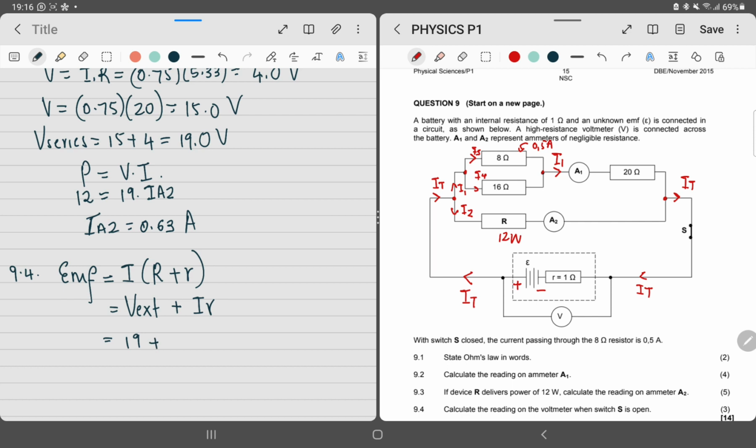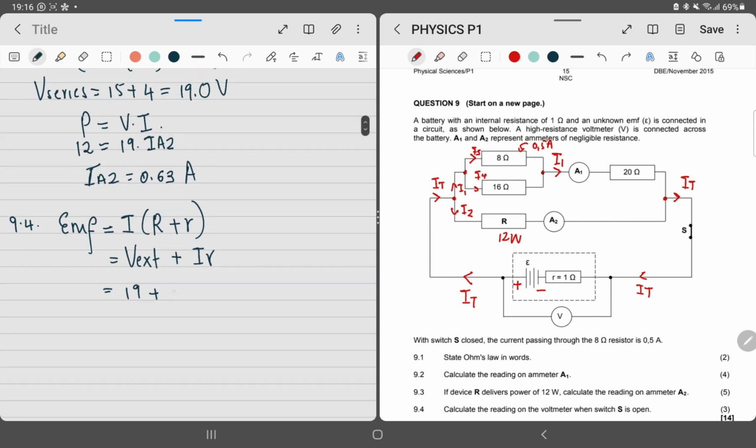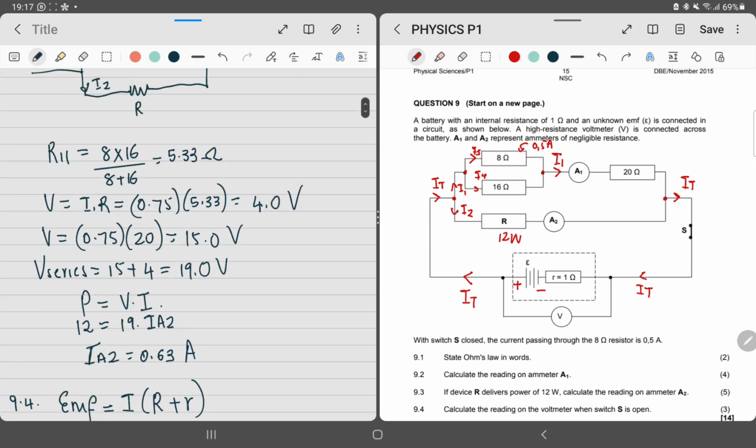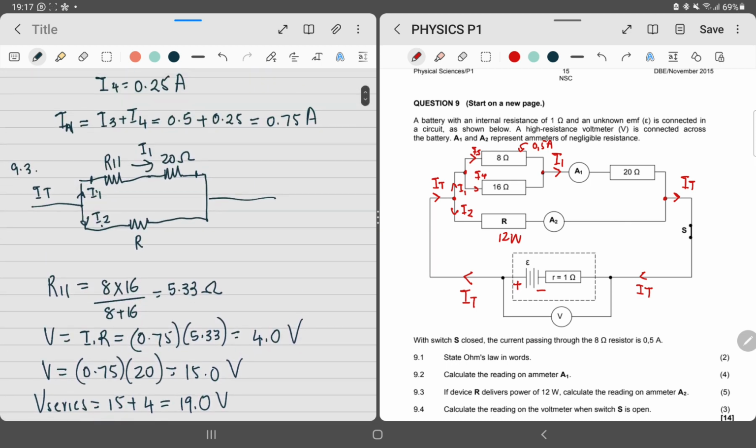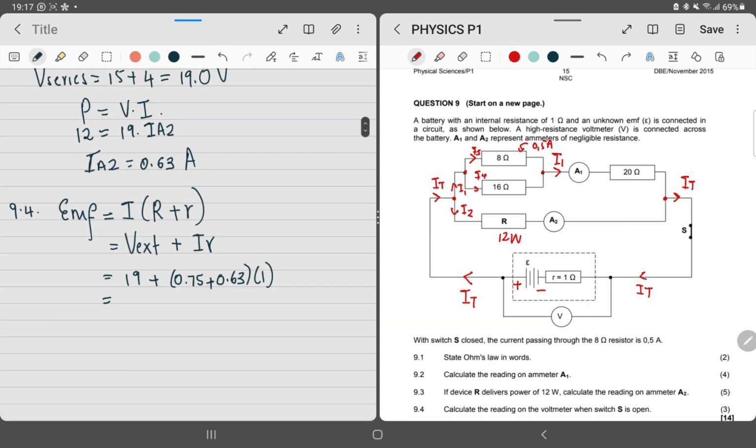So this is 19 plus the total current, which should be the current that passes through A1, which is 0.75, plus the current that passes through A2, which is 0.63, multiplied by the internal resistance. Because this is I1 and I2, when you add these two, you should get the total current. So this is 19 plus 0.75 plus 0.63, multiplied by 1. So I am getting 20.38 volts.